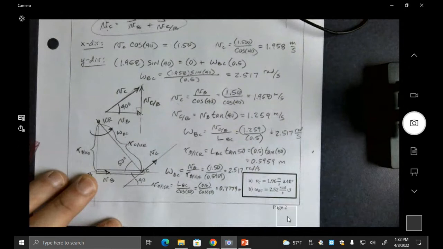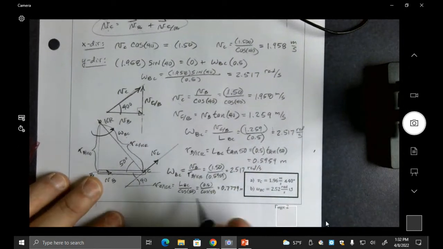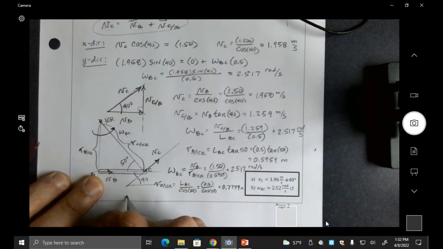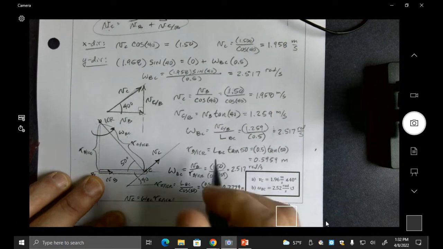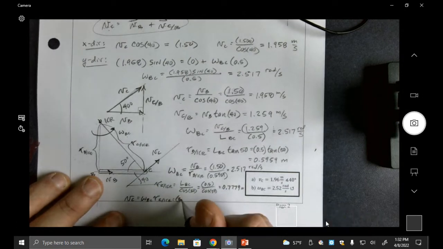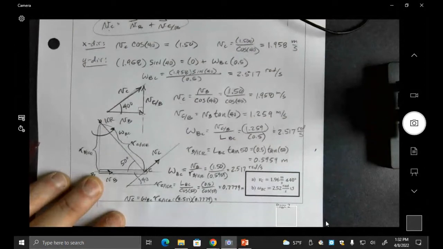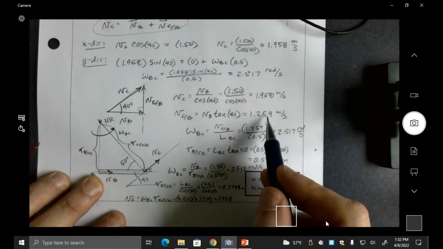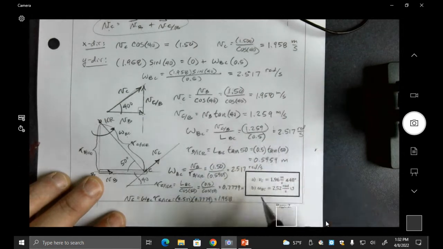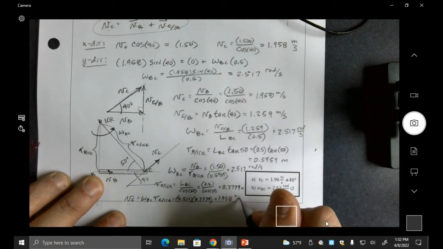And now, if we want to get the velocity of C, we take omega BC and multiply it by that RC with respect to the ICR. 2.517 multiplied by 0.7779 is 1.958. Did I get that right? Yeah. Okay. Meters per second.